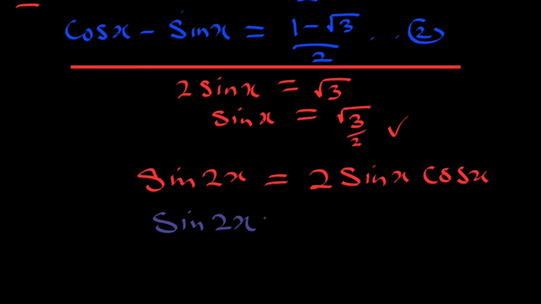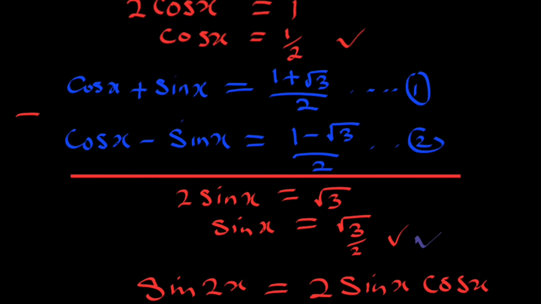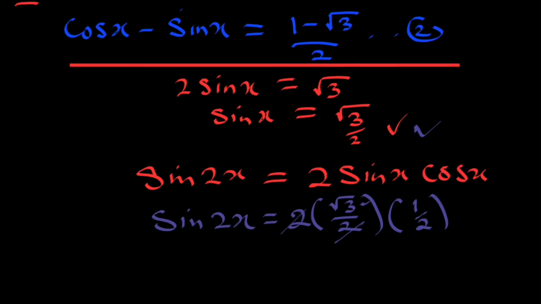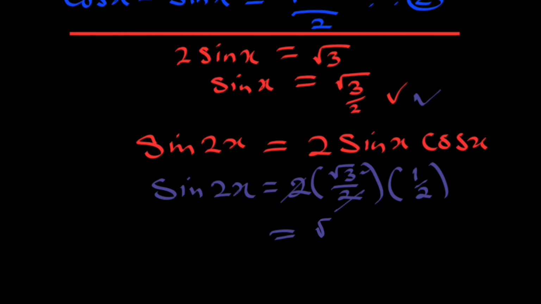Sine 2x is now equal to 2 multiplied by sine x, which is root 3 divided by 2, then multiplied by cos x, which you remember is 1 over 2. This 2 will cancel this 2. All we have is root 3 multiplied by 1 over 2, which is equal to root 3 divided by 2, which is sine of 2x. Therefore, root 3 divided by 2 is our required solution.